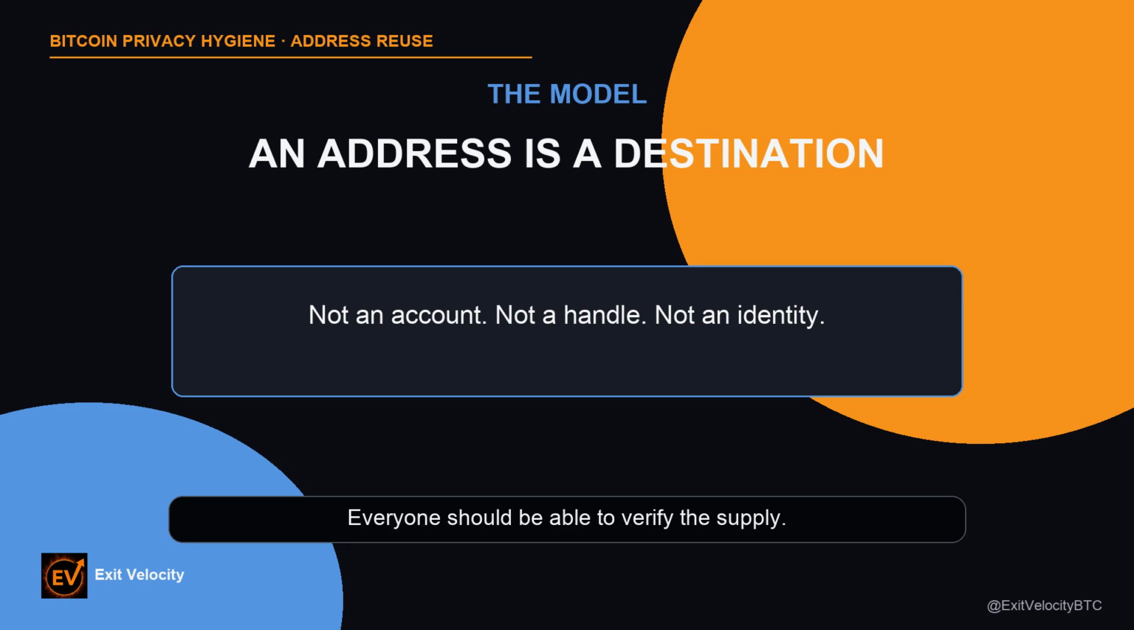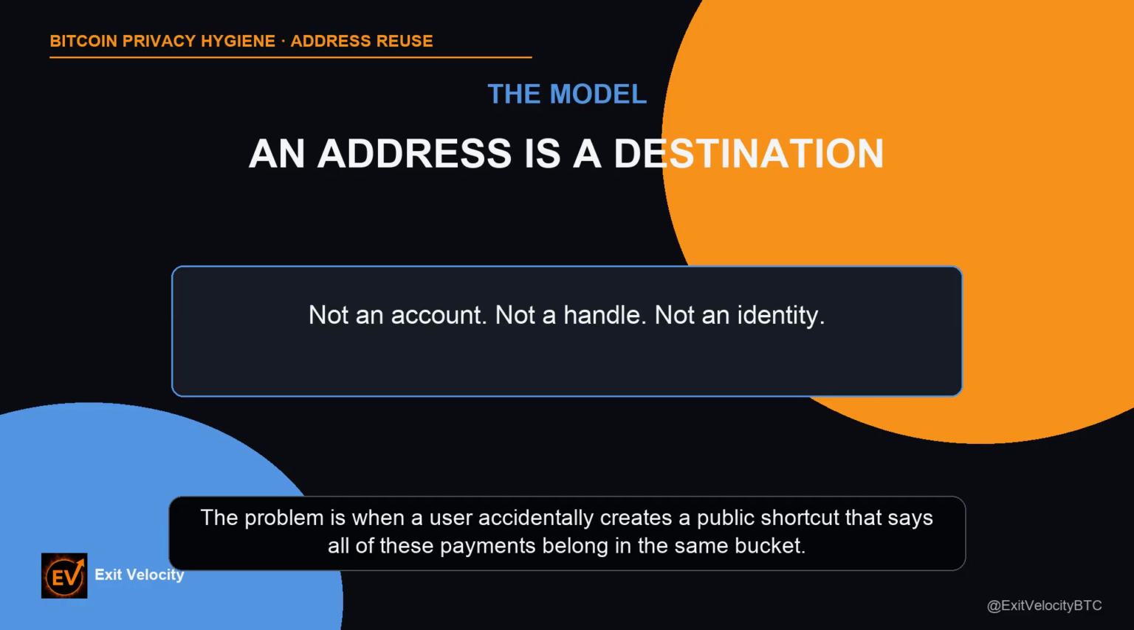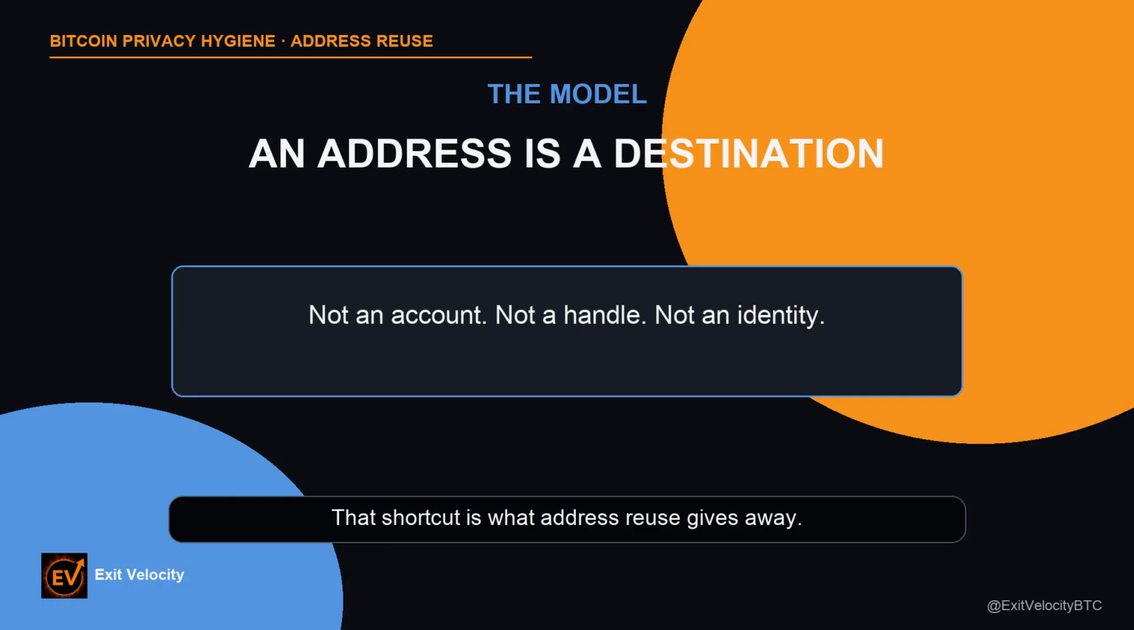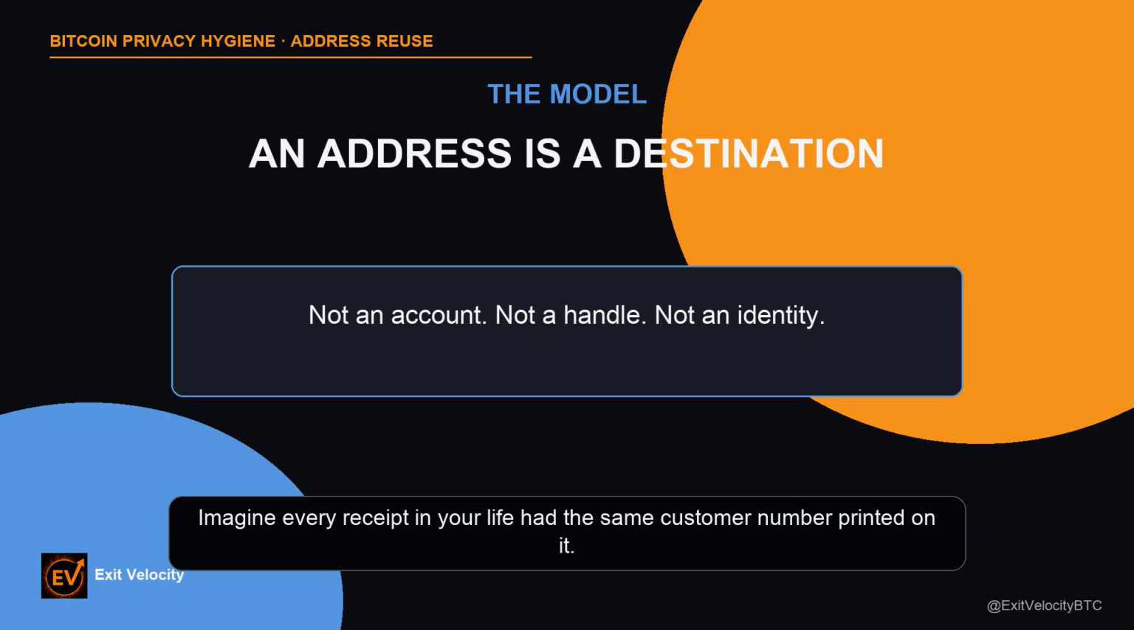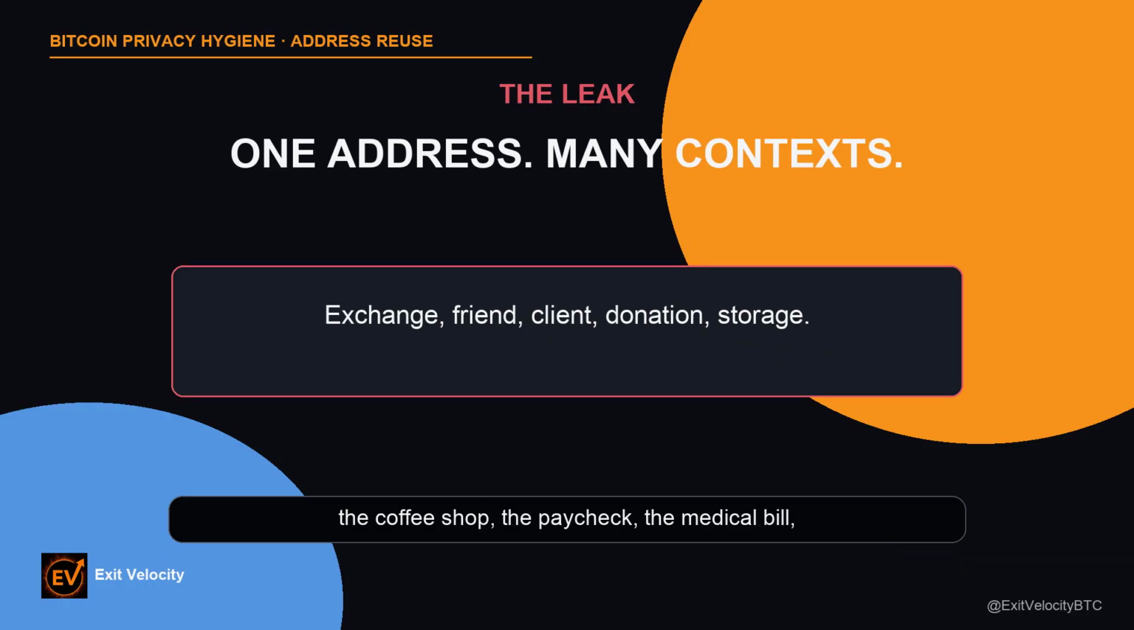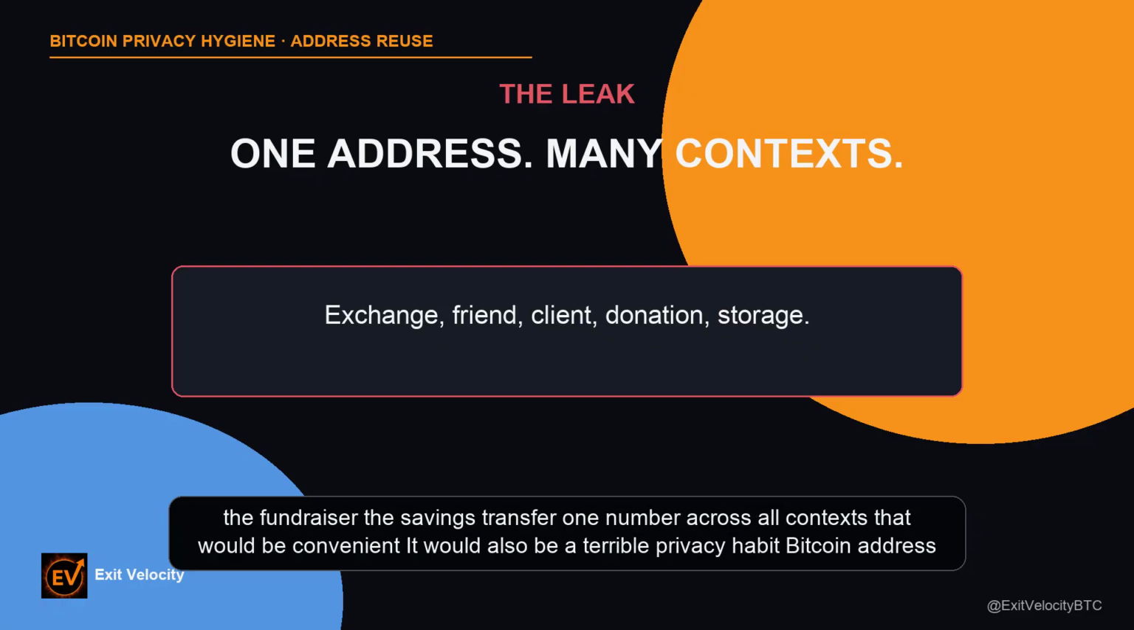This is the difference between Bitcoin's transparency and your personal privacy. Bitcoin needs public verification. Everyone should be able to verify the supply. Everyone should be able to verify that transactions follow the rules. That is not the problem. The problem is when a user accidentally creates a public shortcut that says all of these payments belong in the same bucket. That shortcut is what address reuse gives away. It gives the outside world free context, not necessarily your legal name, not necessarily your full story, but more structure than you needed to reveal.